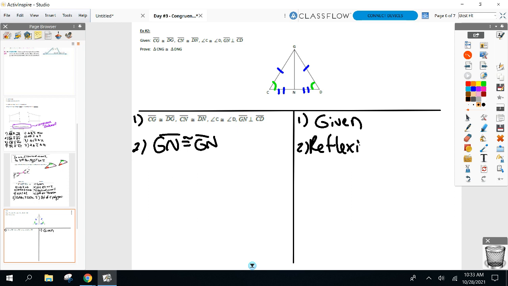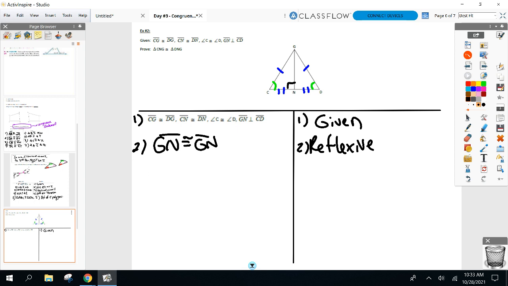Some of you guys only had the two pair I gave you. You need the third pair in there. GN congruent to itself. All right, so the sides are done. How many pairs of angles did I give you congruent? Just one. C and D. So what about the other two? Well, what do perpendicular lines do here?